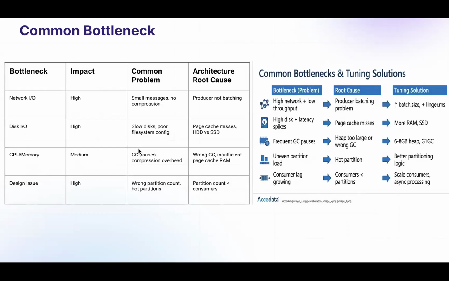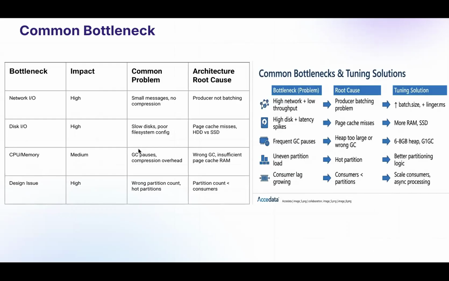The fix is producer batching. Disk I/O becomes a problem with slow disk or poor file system configuration. This usually shows up as latency spikes when page cache misses occur. The first fix is more RAM for page cache or switching to SSD.